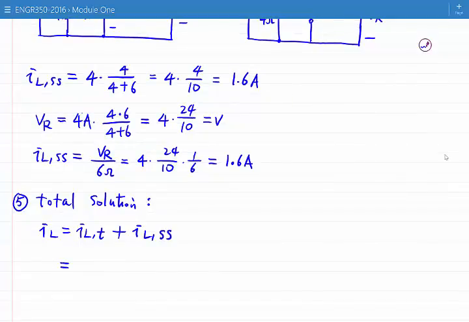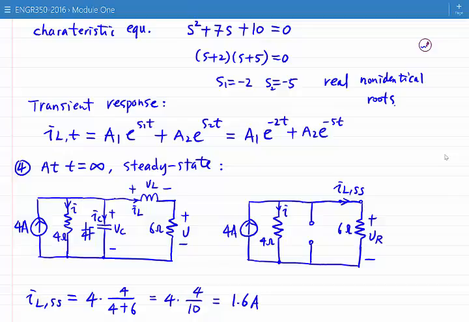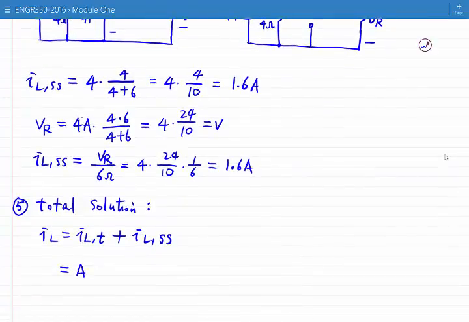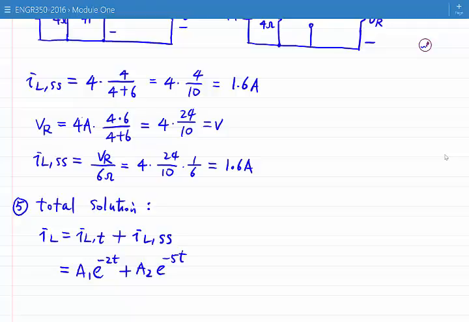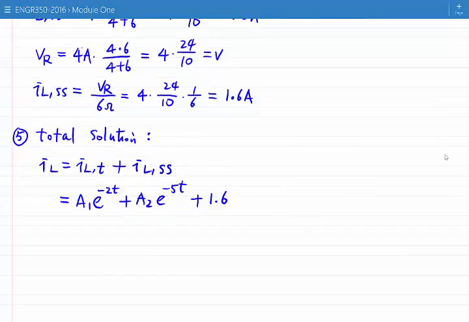So for IL(t), we know the transient response form. So it is A1 e^(-S1 t), where S1 is -2, so A1 e^(-2t) plus A2 e^(-5t), plus the steady state response of the inductor current IL, which is 1.6 amp. So now we need to find the integration constants A1 and A2. We have to use initial conditions to find A1 and A2.